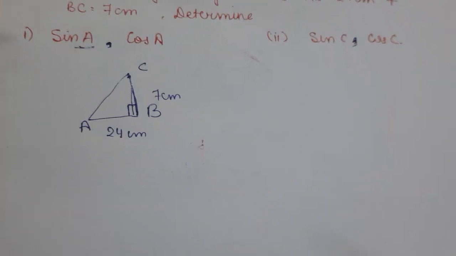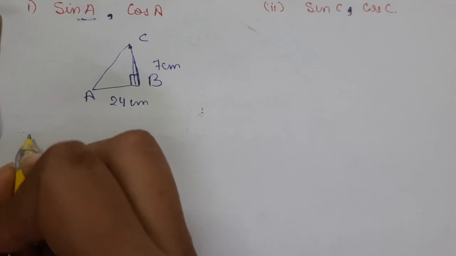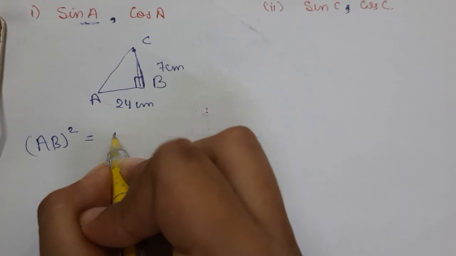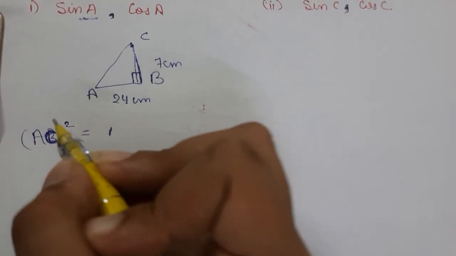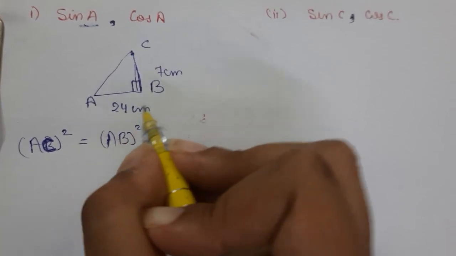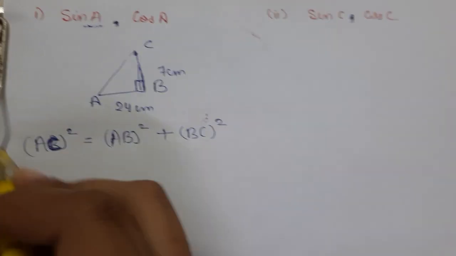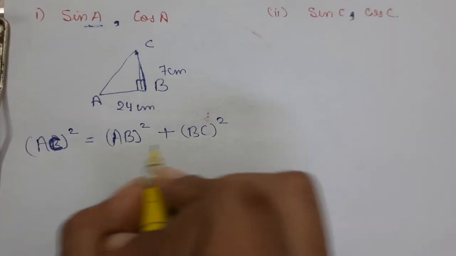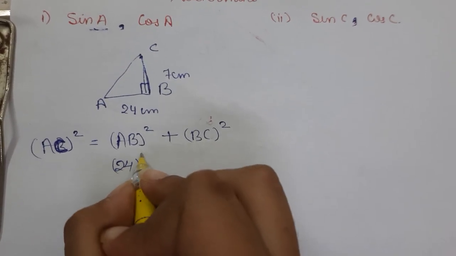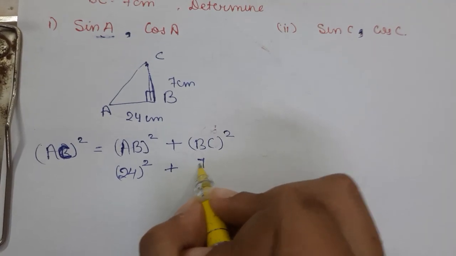We can calculate the length of AC by using the simple Pythagoras theorem, which says that the square of hypotenuse is equal to the square of base plus the square of perpendicular. Here the hypotenuse is AC. So we need to calculate AC. We'll put the values of AB and BC here, AB as 24 centimeter, and we'll put the whole square of it, and the same goes with BC.